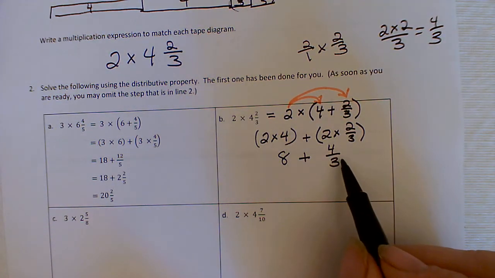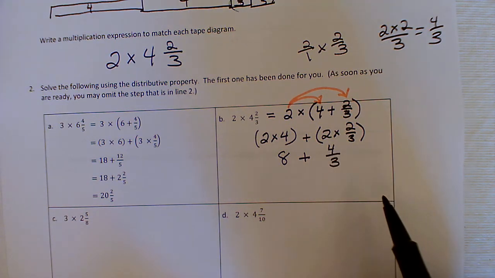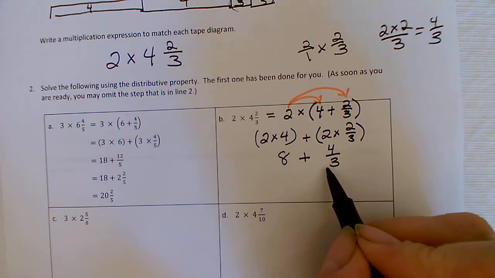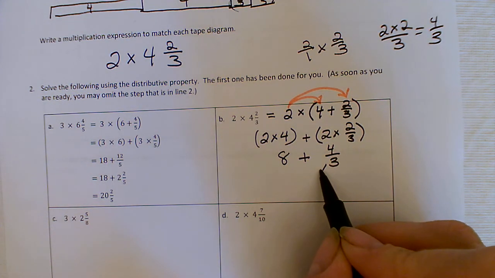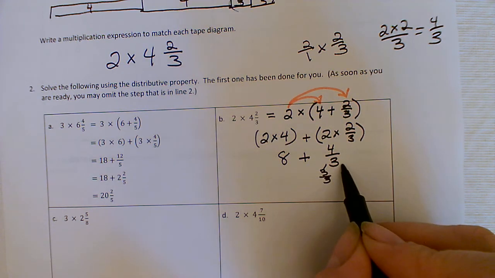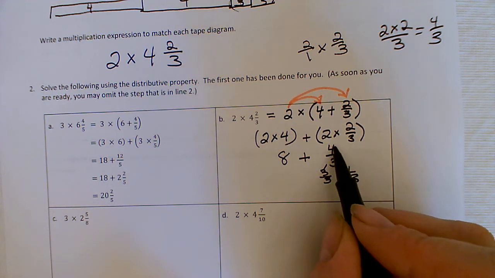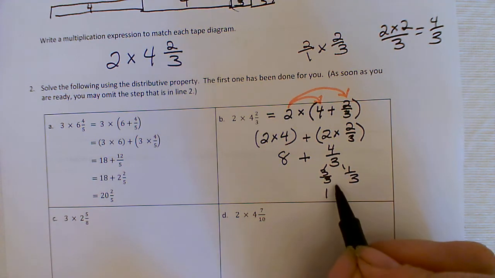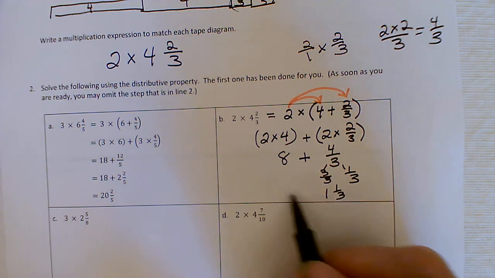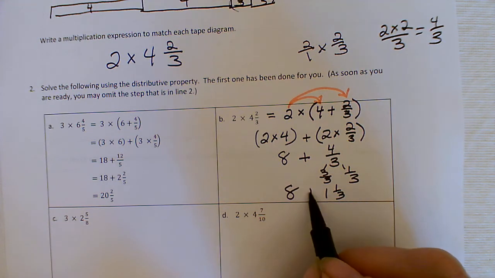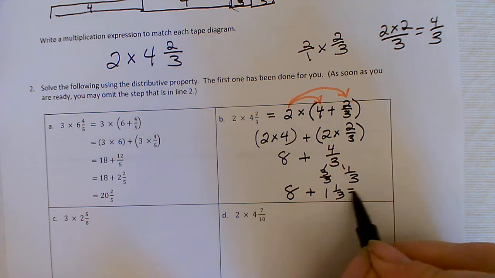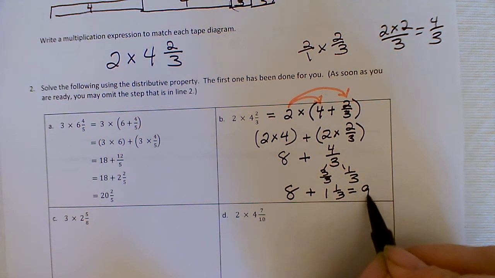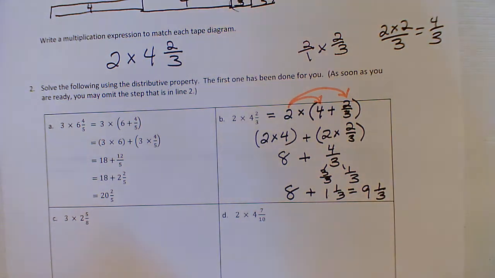And then we have to realize that this 4/3 can be converted into a mixed number. We're going to do 3/3 here and 1/3 here, because 4/3 is the same as 3/3 and 1/3. This becomes 1 1/3, and we still have our 8 plus that, so that still exists. So we have 8 plus 1 is 9 1/3.